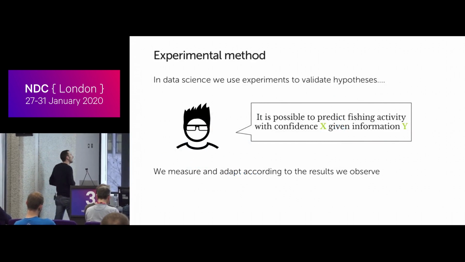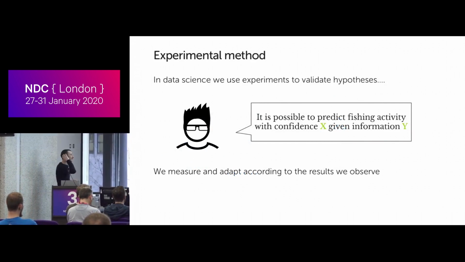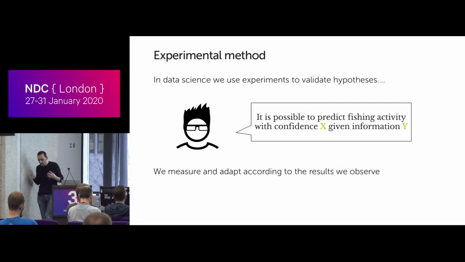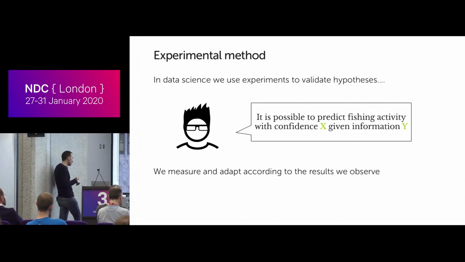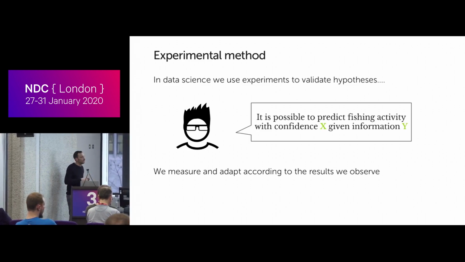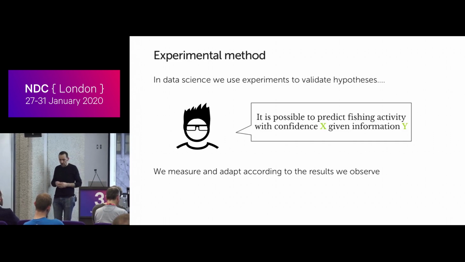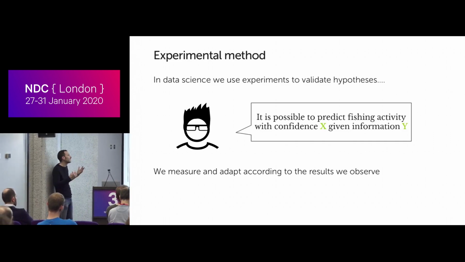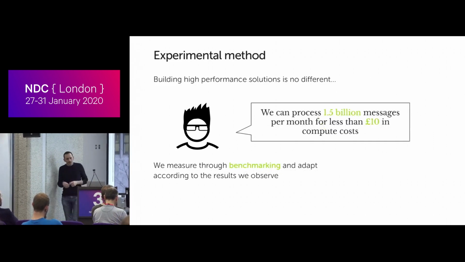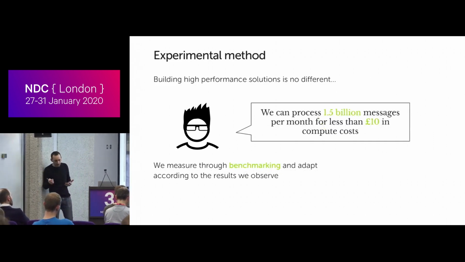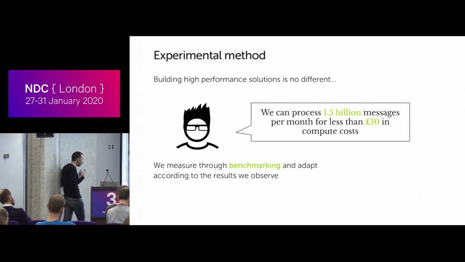Finally, before I hand over to Carmel, I just want to talk about something else that's really important in our learnings. If you're a data scientist, you'll be very familiar with being very strict with yourself about defining the hypothesis and the success criteria up front. Once you've got your success criteria, you go away and try to build a model that meets that or proves that hypothesis, and you measure and adapt according to the results you observe. As software engineers, we're not as good at doing that, but we can treat it in exactly the same way.